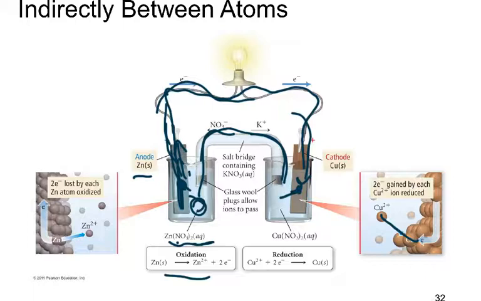One other thing, for me to remember, I find it helps to remember that anode starts with a vowel and oxidation starts with a vowel, cathode starts with a consonant, reduction starts with a consonant. That's something that helps me remember. You can use it or not, up to you.